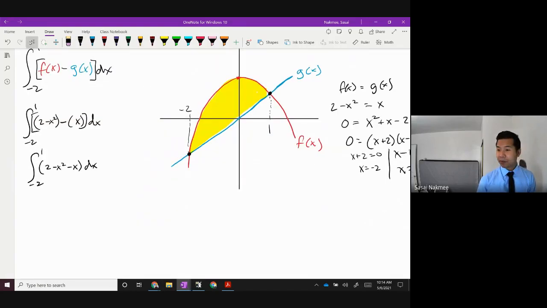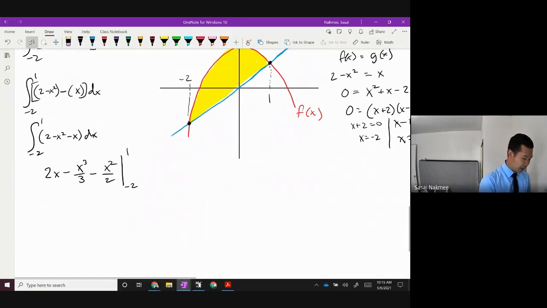Do that integral just like we've done in the past, right? Piece by piece, little by little. Integral of 2 is going to be 2x. Integral of negative 2x is going to be negative 2x. Integral of negative x squared is going to be negative x cubed over 3, minus the integral of x, which is going to be x squared, of course, over 2. Again, that's just the power rule being applied there. This is, of course, being evaluated from negative 2 to 1, right?